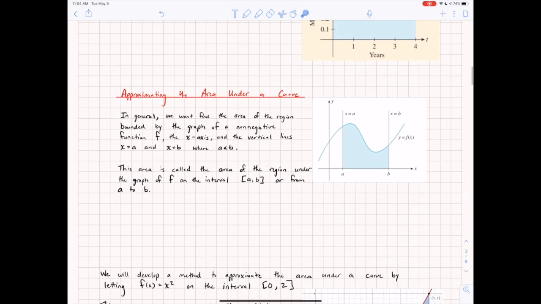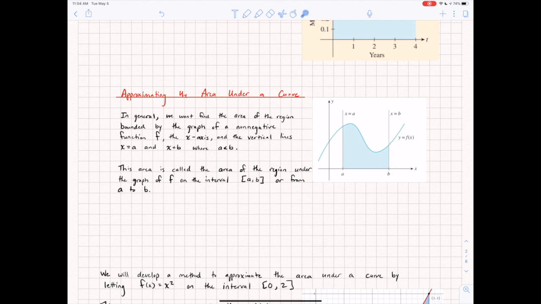And so here's some terminology, and I was referring to this a little bit earlier. When we want to approximate the area under a curve, we're looking for the area of the region bounded by the graph of a non-negative function f, so we're only talking about positive functions here, the x-axis, and the vertical lines from a to b, where a is always going to refer to the left-hand side, b is always going to refer to the right-hand side, so a is less than b. Then what we can say is that finding this area within these boundaries is the area of the region under the graph of f on the interval from a to b.